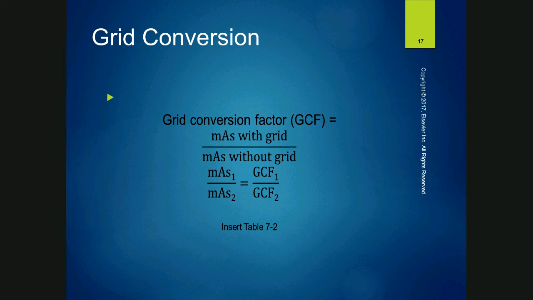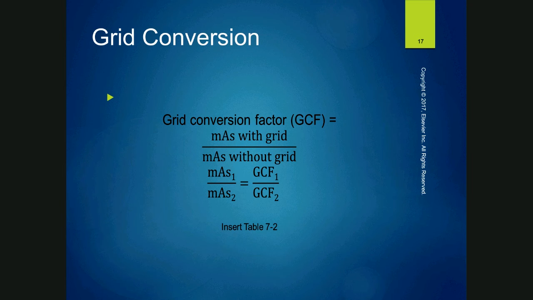Now, we said earlier that whenever you use a grid, you clean up the scatter. Well, if scatter radiation gets to the image receptor, and we have to have so much radiation to the image receptor to have an optimal image, whether it's scatter or not scatter or whatever, if we cut that scatter out, then all of a sudden we don't have enough X-rays, or we don't have the same amount that we thought we were going to have.